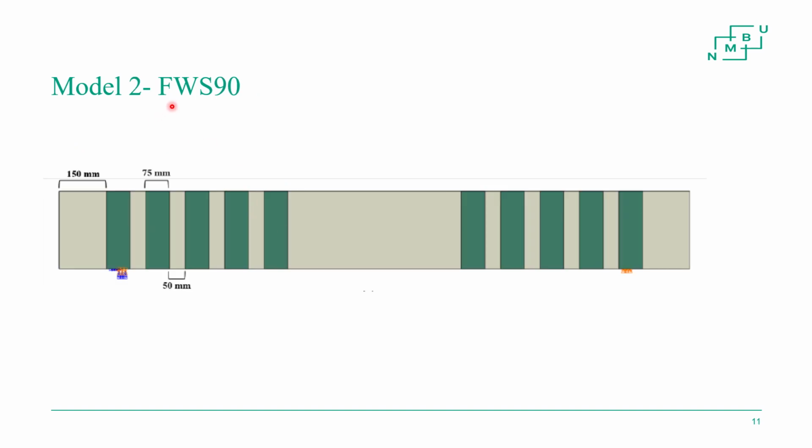In the second model, FWS90, we don't have a full wrap, we have this stripped wrap. You can see the width of the strips and the distance of the first strip from the end of the beam. In total, we have used 10 strips.